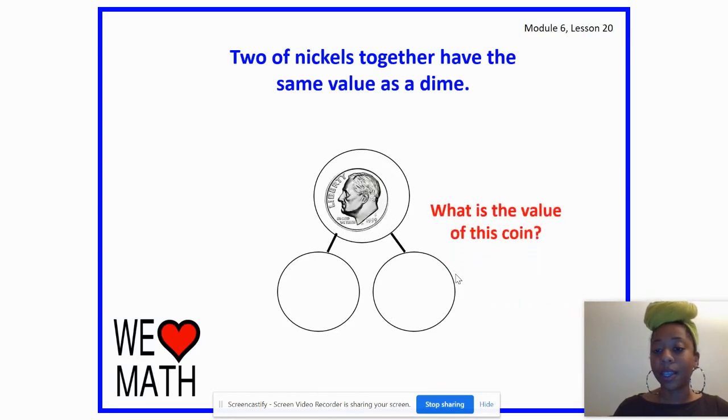What coin is this? What is this coin's value? The value is 10. Let's show that again. The value is 10. Good job. And this coin is called a dime.